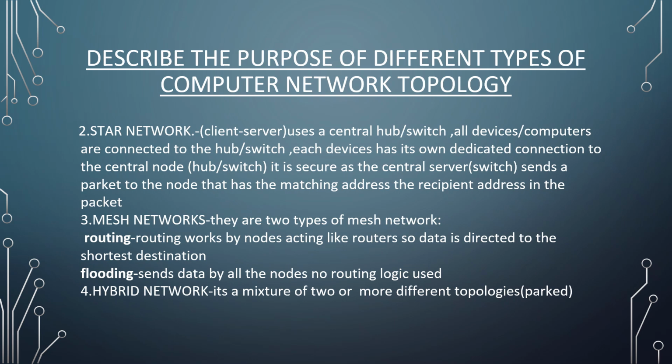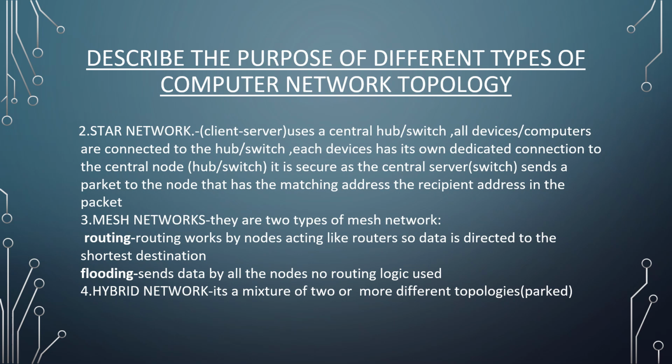At number 2, we have the star network, also known as the client server. It uses a central hub/switch, and all devices/computers are connected to the hub. Each device has its own dedicated connection to the central node. It is as secure as the central server and sends a packet to the node that has a matching address, the recipient address in the packets.